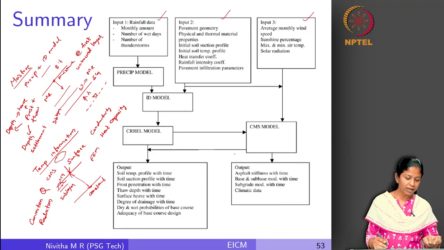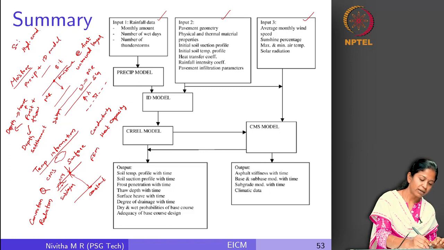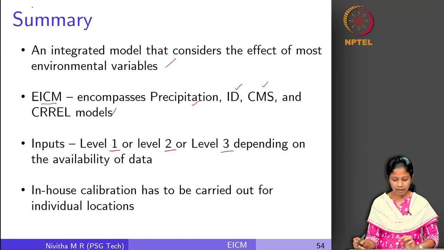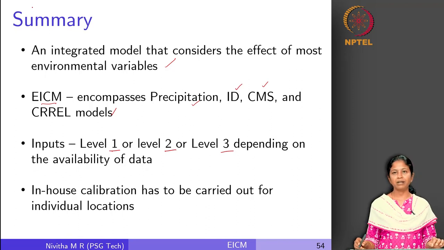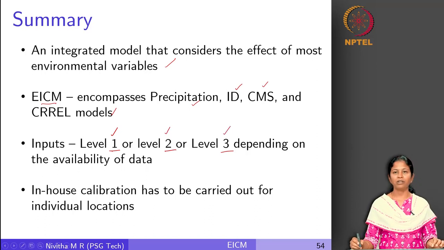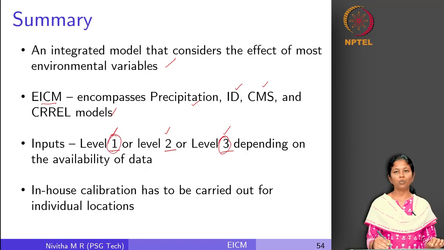Again, I forgot to mention, here we will have this hydraulic conductivity, saturated hydraulic conductivity, then we have dry thermal conductivity, and for both cases also heat capacity. So we have all these things, right? So these are the kind of input parameters we have to input. So we can have a level 1 or level 2 or level 3 parameter depending upon the availability of data. So you should recollect that level 1 is the most accurate one and level 3 is more approximate.